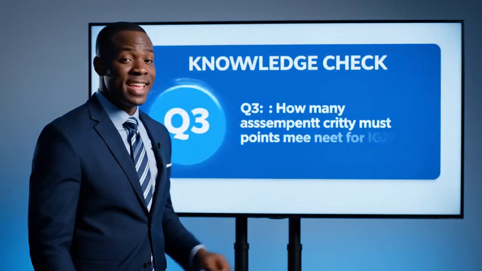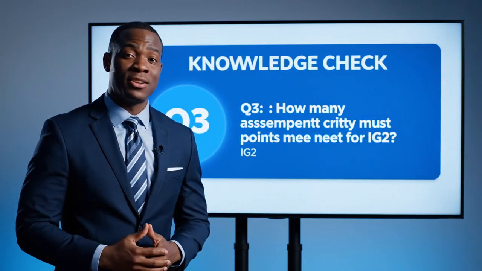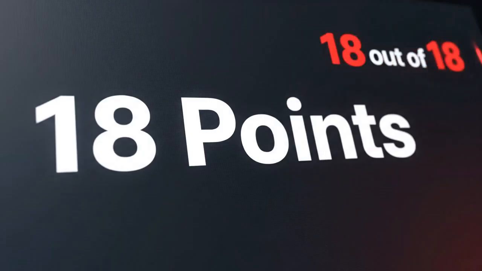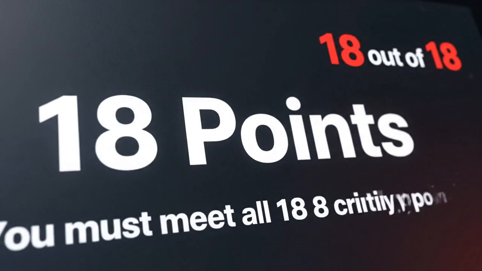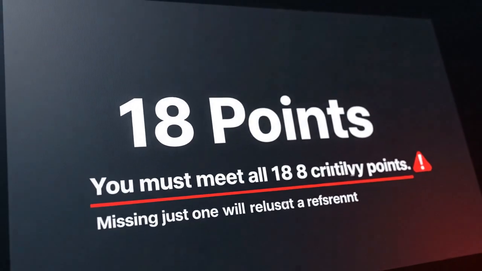Question 3. In the IG2 risk assessment report, how many total criteria points must be met to pass? The correct answer is 18. You must meet all 18 criteria points. Missing just one will cause a referral. If you answered those correctly, you have a solid foundation of the NEBOSH IGC structure.